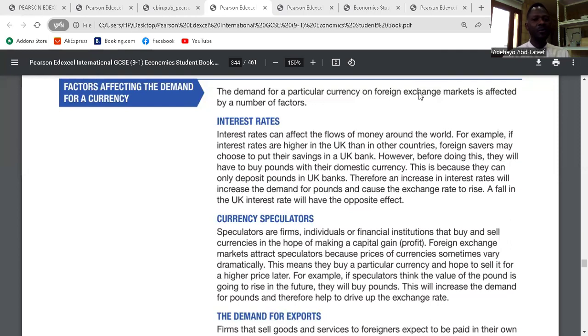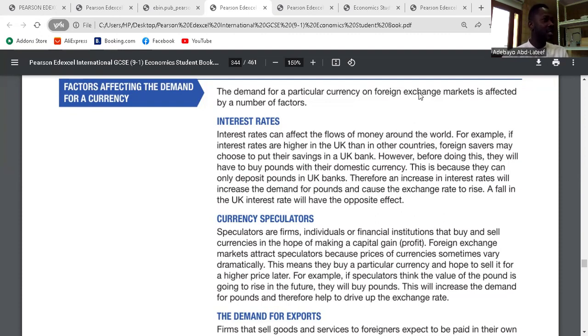Like we said earlier, one of the factors that affects the demand for a currency is interest rate. And when we talk about interest rate, we're talking about the price of savings or borrowing. So how does interest rate affect the foreign exchange rate? Like they said, the interest rate can affect the flow of money around the world. For example, if the interest rates are higher in the UK than in other countries, foreign savers will tend to come to the UK to save their money. So for them to do that, they have to exchange their own local currency into pounds. That was the case of the Nigerian currency, the case study I sent to you.